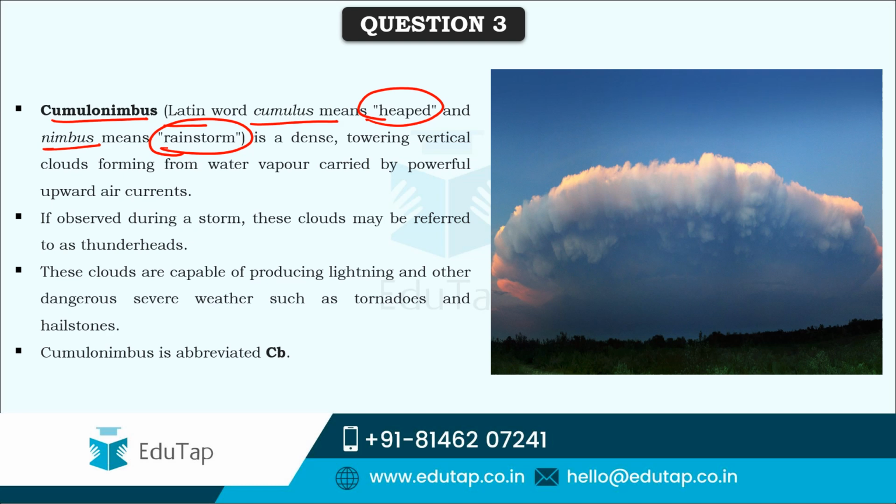And as you can see here, this is a dense towering vertical cloud forming from water vapor carried by very powerful upward air currents, because of which they can be seen during thunderstorms and they provide heavy rains. And these are also capable of producing lightning and other dangerous severe weather conditions such as tornadoes, hailstorms, etc. And cumulonimbus is generally abbreviated in the meteorological world as CB.